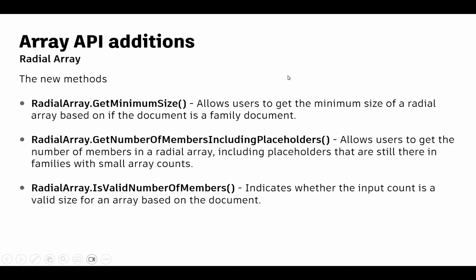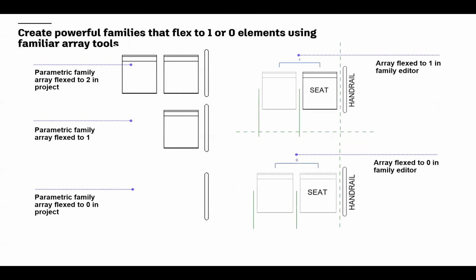This is similar for linear array and the radial array. For the radial array, there are new methods as well to get the minimum size, number of members, and valid number of members. This is just to illustrate what's now possible. It is possible to create parametric arrays in families that can flex to 2 in project and to 1 and 0 in families.